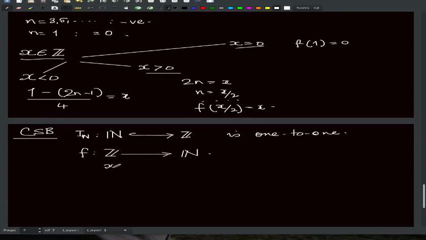So what do I do? I take x to 2 to the power x if x is greater than or equal to 0, and 3 to the power minus x if x is less than 0. On the positives, it's a multiple of 2. On the negatives, it's a multiple of 3. Obviously, this is an injection. Right? And 2 to the power x and 3 to the power x are injective functions. So, obviously, this is an injection.